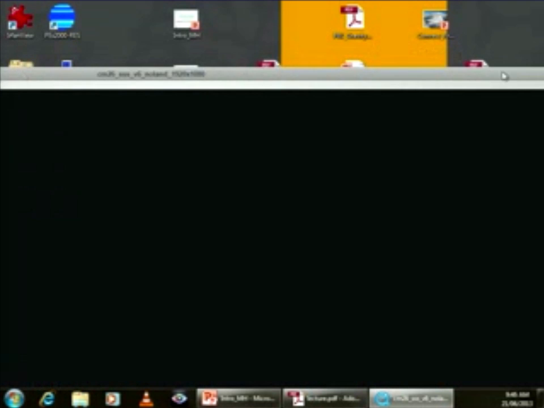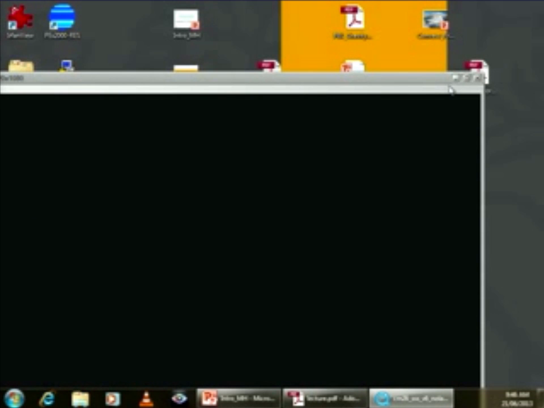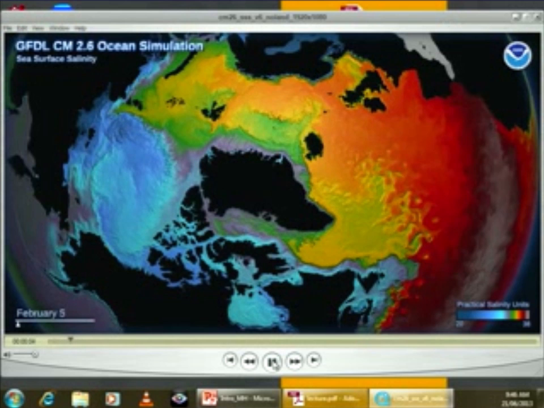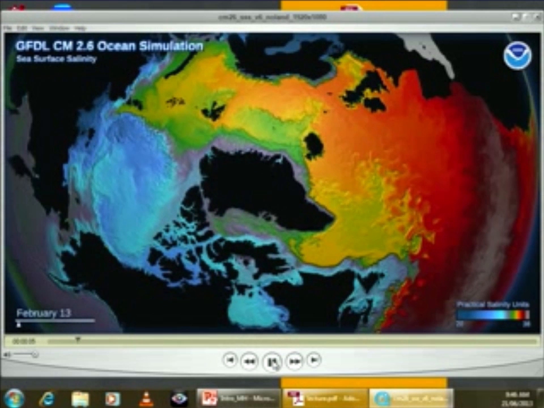The models are too big. There we go. So there you go. This is what an absolutely state-of-the-art coupled climate system model looks like. And this shows the evolution of sea surface salinity in the Arctic over a year.